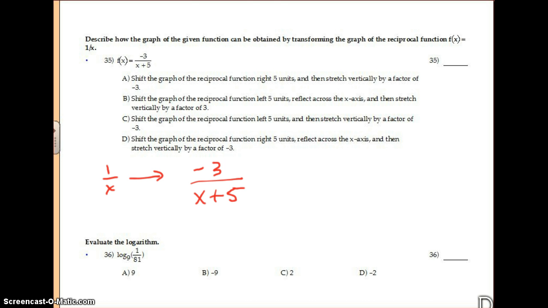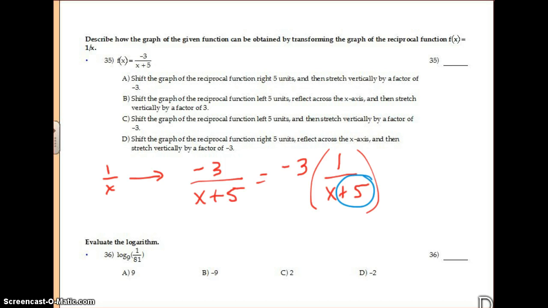What do they do to the graph of it? I can kind of take this negative 3 over x plus 5 and take the negative 3 out, factor it out, and say negative 3 times 1 over x plus 5. And then I'm going to follow kind of the order of operations. I always do stuff that's in parentheses first, so I'm going to do what happened to the x first. So the first thing here is that we added 5 to x.